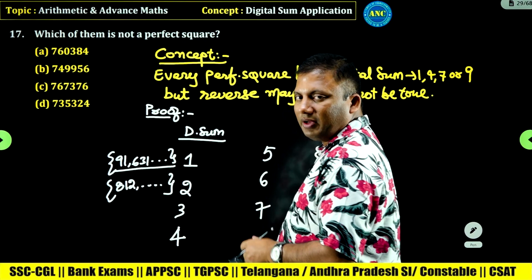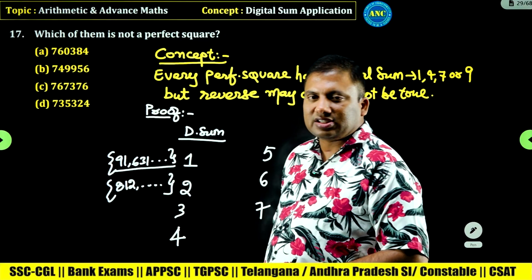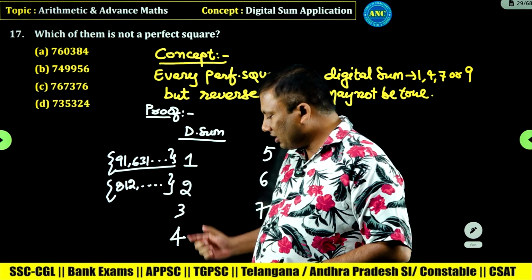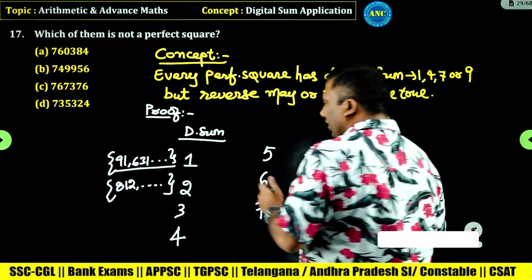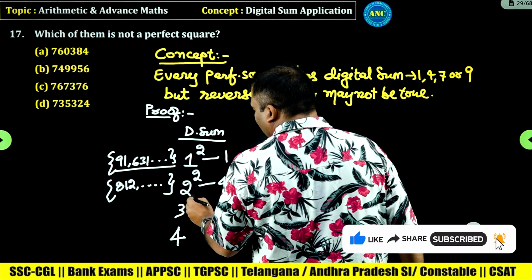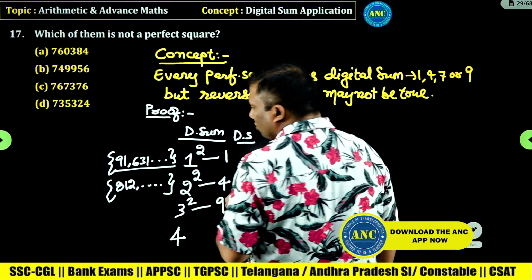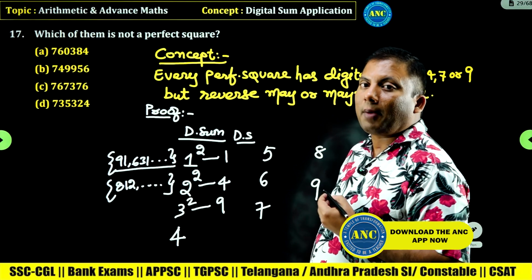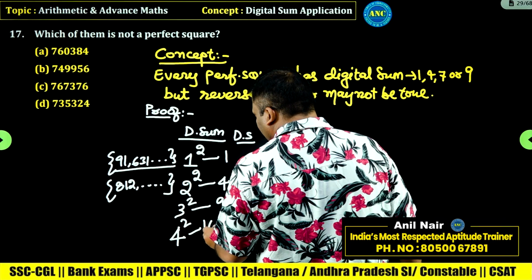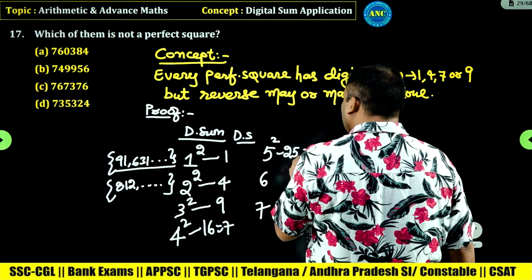Are you all with me? All the numbers whose digital sum is 1 are represented in this set. All the numbers whose digital sum is 2 are represented in this set. Similarly, till here. If I square it: 1 square is 1, 2 square is 4, 3 square is 9. I am also finding the digital sum of the answer. Why am I doing the square? Because I want to know the property of a perfect square. 4 square is 16, it is 7. 5 square is 25, 2 plus 5 is 7.